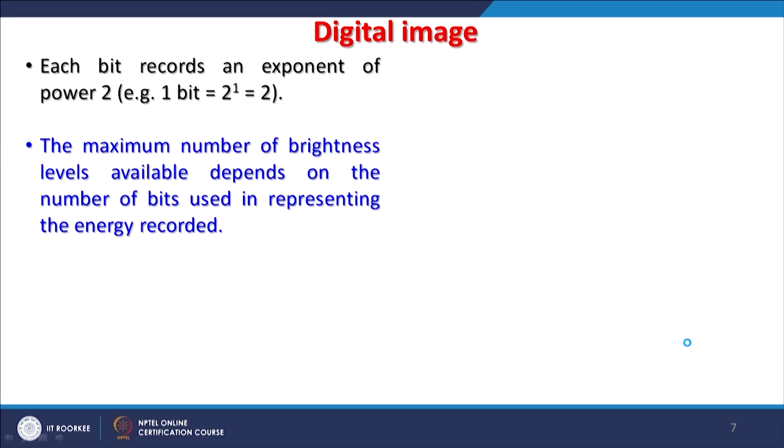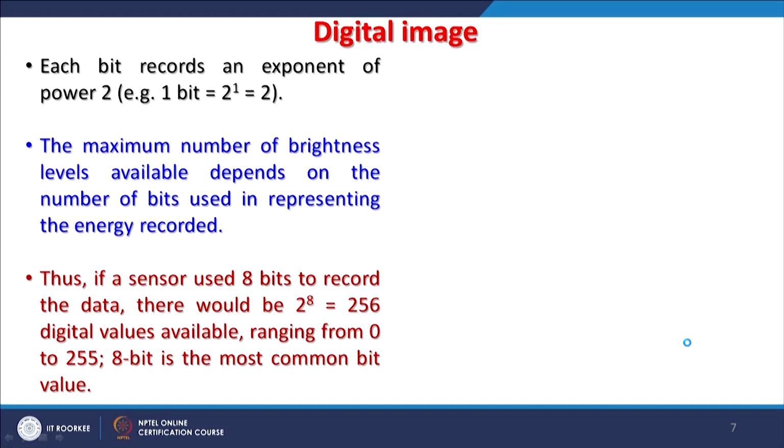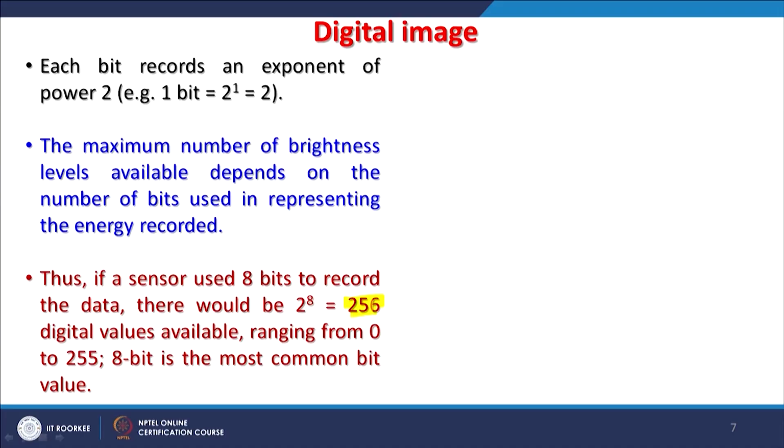Similarly, the maximum number of brightness levels available depends on the number of bits used in representing the energy recorded. If I take the example of an 8-bit or a byte image, that means 2 power 8, we will be having a total number of values we can have, that is 256, between 0 and 255. So 0 is also counted here, that is why the total is 256.